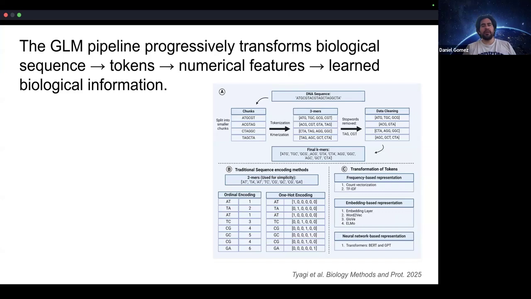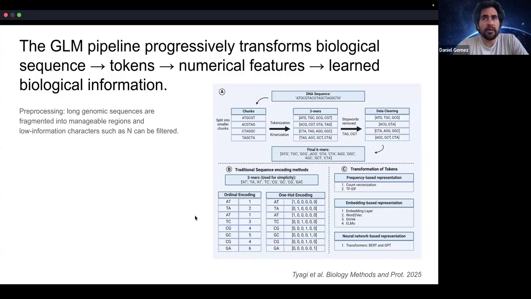Right. The GLM pipeline progressively transforms biological sequence tokens into numerical features and learned biological information. A DNA sequence is turned into chunks. So it's split into smaller chunks and then tokenized and k-merized into three-mers. And then certain stop words are removed, what we call stop codons. And then there's DNA cleaning, from three-mers that are cleaned of the stop words. So all the stop codons are removed, and then you have your final k-mers.